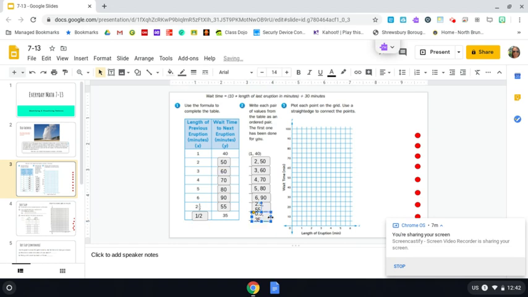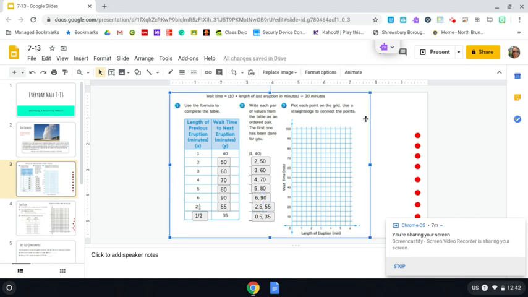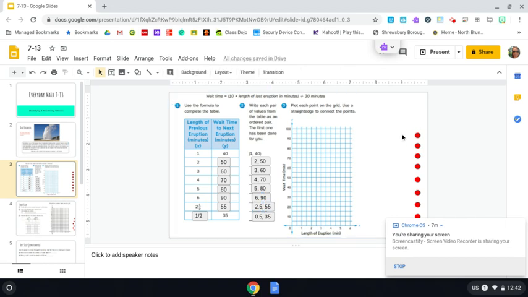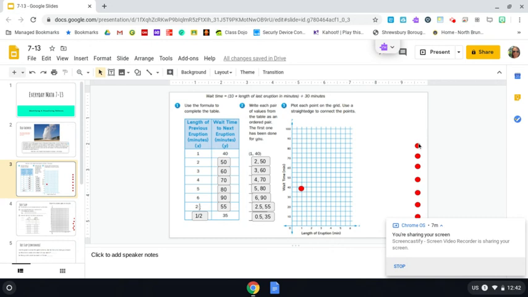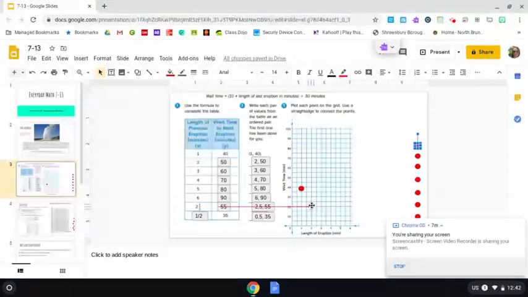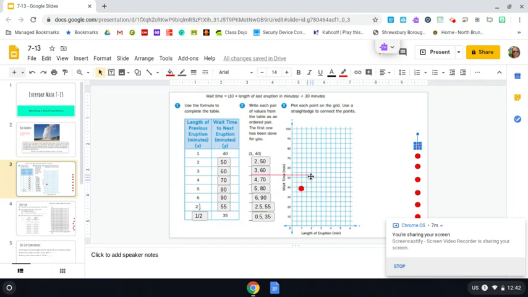Okay. Maybe I have to make that one a little bigger. Okay, can we see these? That's much better, right? So now I'm going to drag my points and plot them. So the first one was 1, 40. So I'm going to go over 1 and up 40. Remember, it's not going to be perfect as long as it's close enough. Next one, it's 2, 50. So go over 2, up 50.